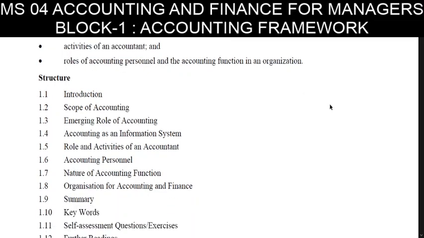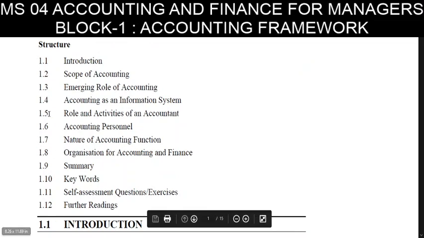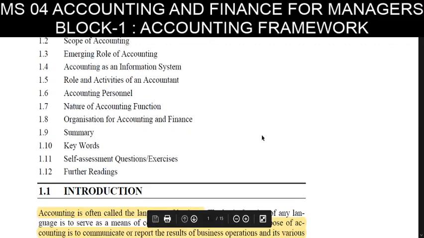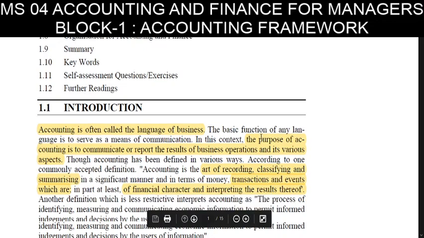This is the structure of this unit. There are 12 parts in this unit, like introduction, scope of accounting, emerging role of accounting, and many other parts are there. We will be seeing one by one.